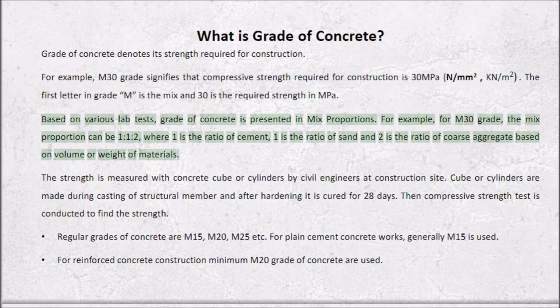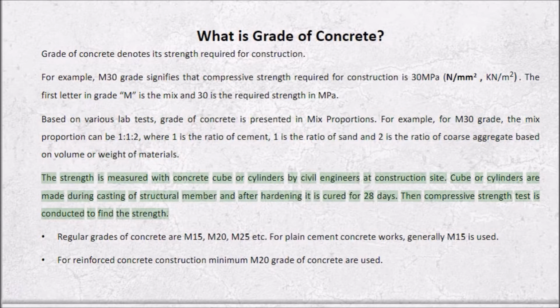Based on various lab tests, grade of concrete is presented in mix proportions. For example, for M30 grade, the mix proportion can be 1:1:2, where 1 is the ratio of cement, 1 is the ratio of sand and 2 is the ratio of coarse aggregate based on volume or weight of materials.